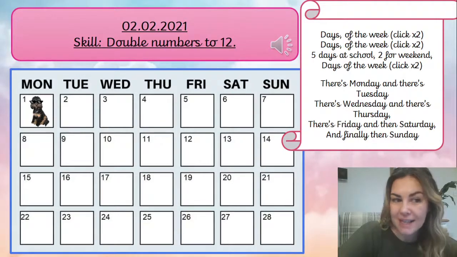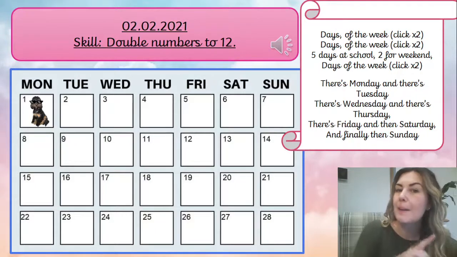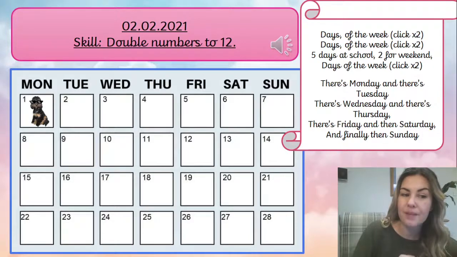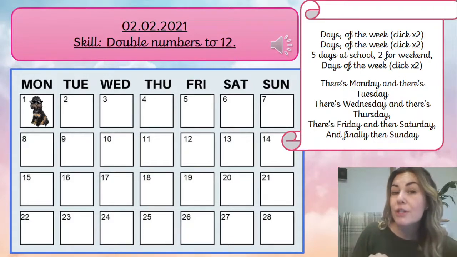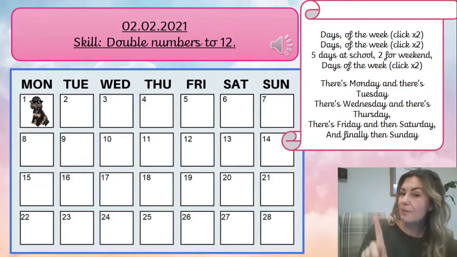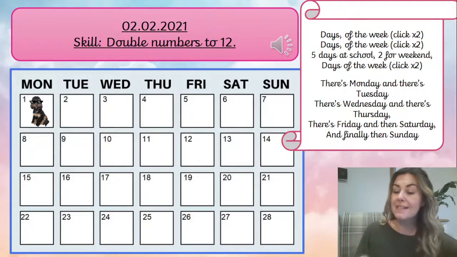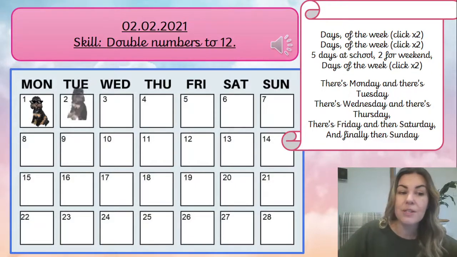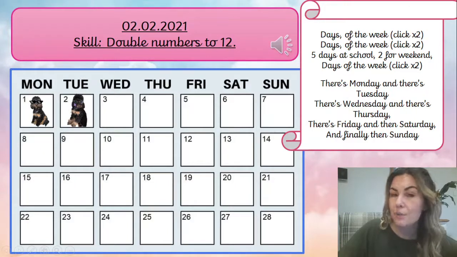Let's start with the date. Yesterday was really special because it was the beginning of the week, Monday, and the beginning of a new month, the 1st of February. So let's go through today, the day first of all. If yesterday was Monday, today must be Tuesday. And if yesterday was the 1st of February, today is the 2nd of February. So Mochi's going to show us today is Tuesday, the 2nd of February.